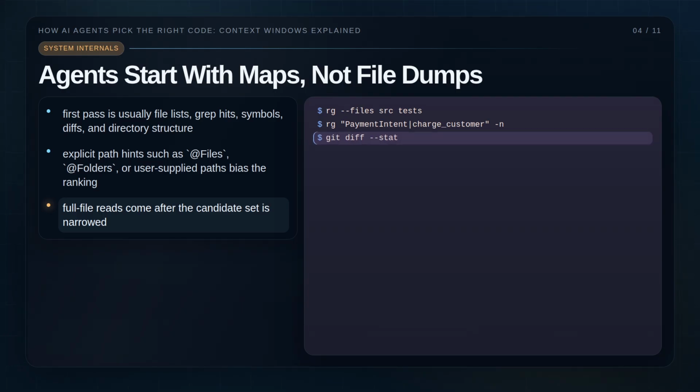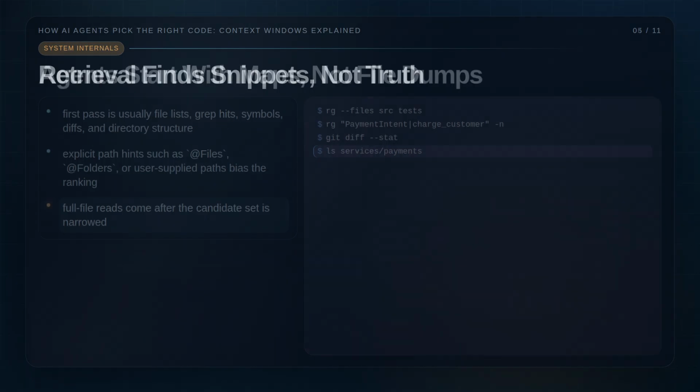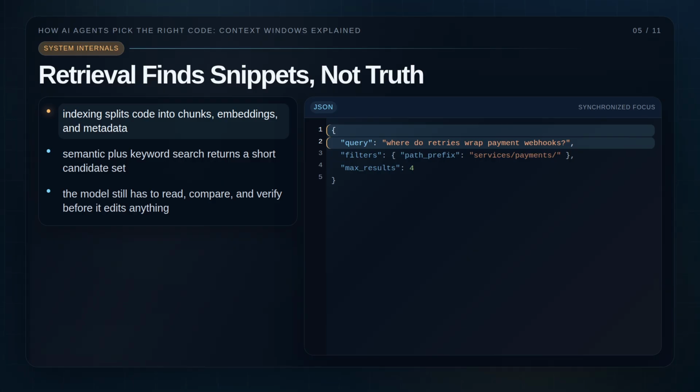The model does not need every line of every file, just to learn that authentication logic lives under one service directory, and the tests live somewhere else. It needs a high-quality candidate set first. When the repo is too large for direct search alone, retrieval enters the loop.